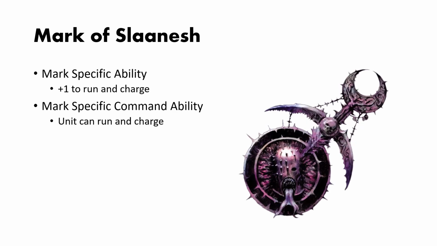Lastly, we have the mark of Slaanesh. Slaanesh being very graceful and speedy gives you a lot of movement shenanigans. You get a +1 to run and charge, and on top of this, synergizing very, very well with their specific ability, you can do a Slaanesh command ability that lets a unit run and charge. So you get your +1 to run and +1 to charge, and then you can get into combat while doing these. So very, very powerful mark. Lets you be a lot speedier than your opponent might be expecting.